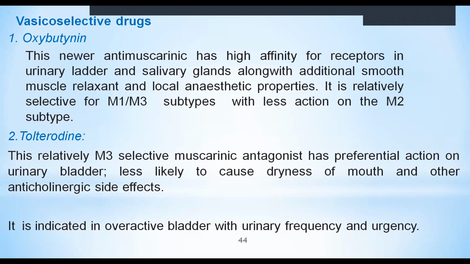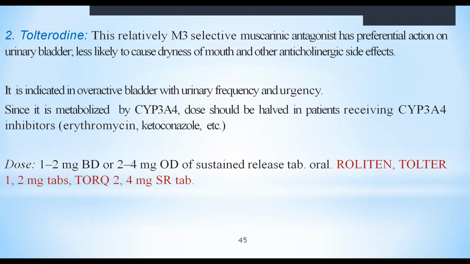on the urinary bladder and is less likely to cause dryness of the mouth and other anticholinergic effects. A very common side effect of anticholinergic agents is dry mouth, and the secretion of all the glands will be reduced. Tolterodine is indicated in overactive bladder with urinary frequency and urgency. It is metabolized by CYP enzymes and the dose should be halved in patients receiving CYP inhibitors like erythromycin and ketoconazole. The dose is 1 to 2 milligram BD.